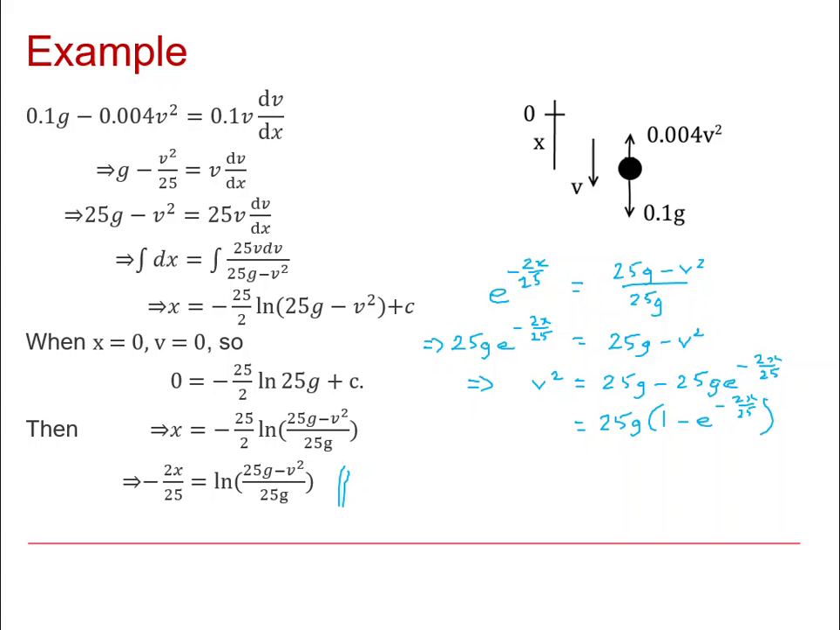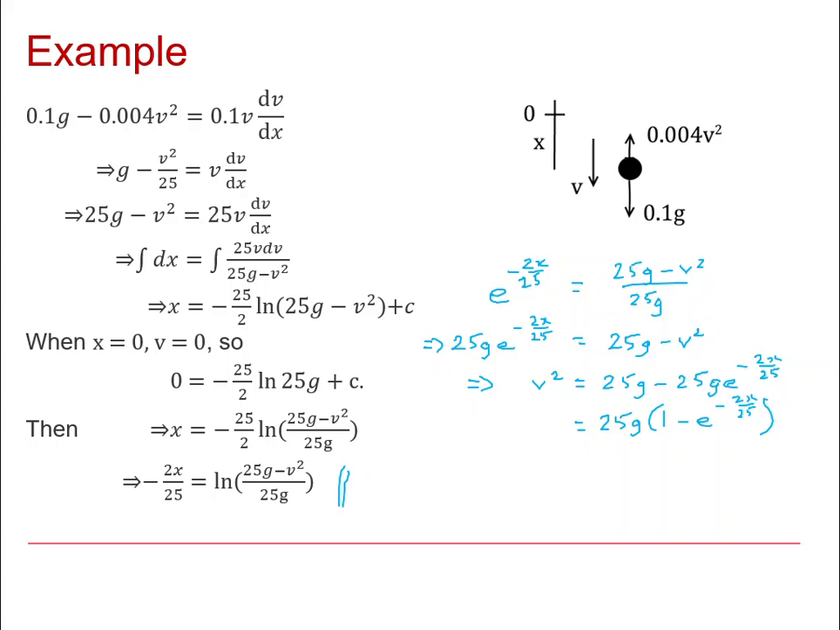It's worth remarking that this is another terminal velocity situation, because if you let x get larger and larger, as it tends to infinity, the exponential term turns to 0, and that means that v squared is getting closer and closer to 25g. That's a typical terminal velocity situation.